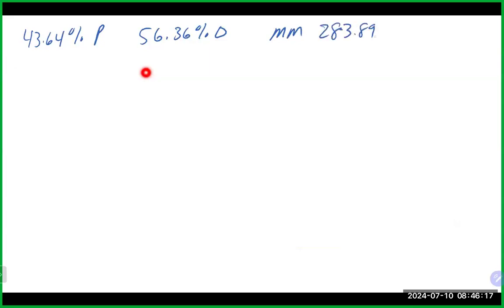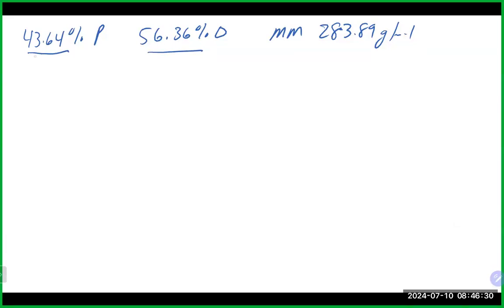So if we were to take the same problem where we had 43.64% phosphorus and 56.36% oxygen, and our molar mass of our compound was 283.89 grams per mole. So what we know is this is the percentage by mass of each of these elements.